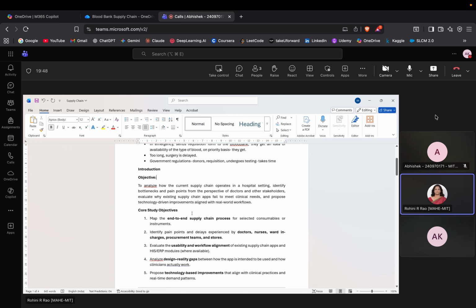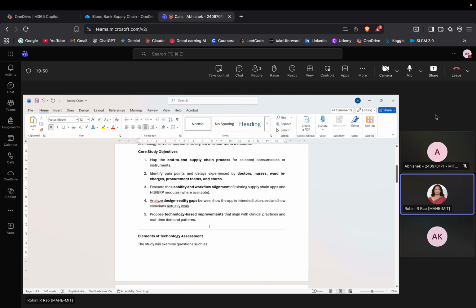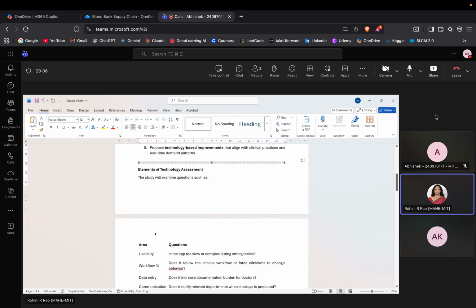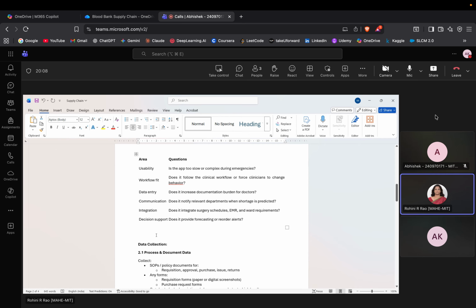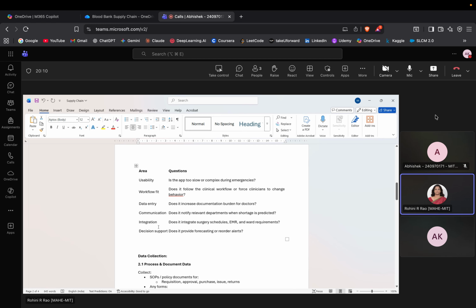Then we have to focus on the technology aspect, the technology that is already there and which is not currently working for that particular problem. So we have to assess the technology in stages, and we have to collect this data, typically from the hospital, and write a report on it. The report will become our publication.